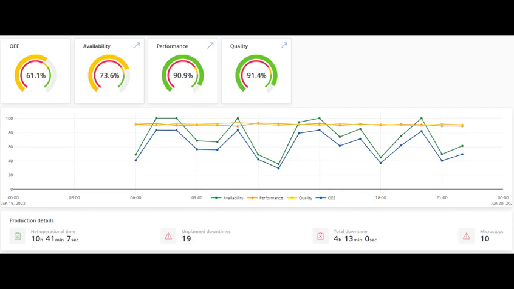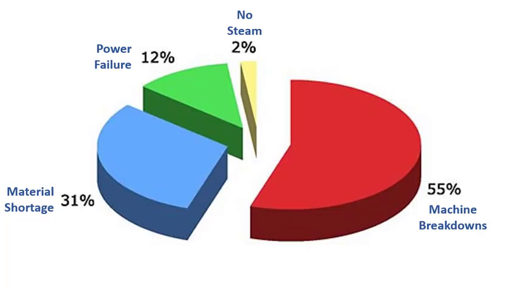In the case of availability, it can be further broken down into machine downtime categories, and those downtime reasons can be dealt with accordingly as a subset of your OEE.